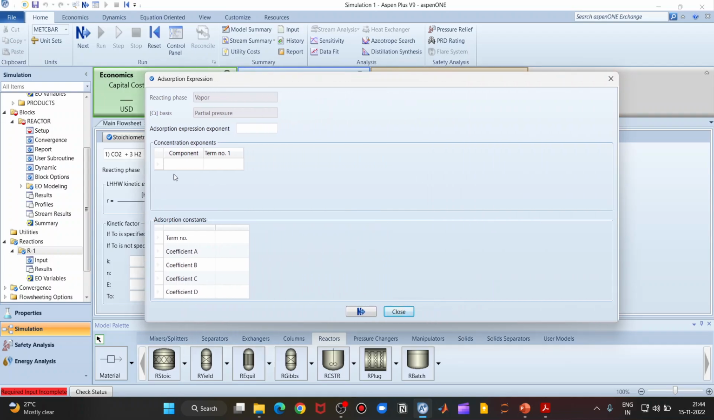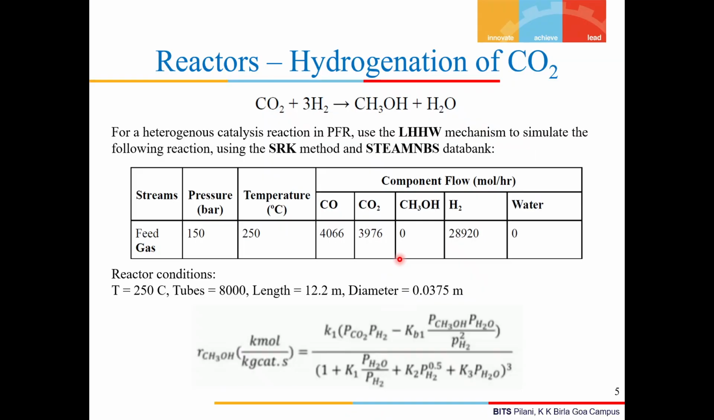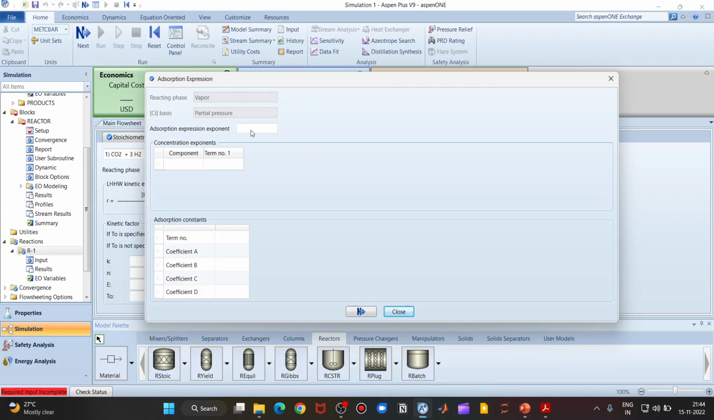You can see here that we have the absorption expression exponent. In this case, we have the exponent of 3 in the denominator, so this value becomes 3. And here we need to add all the 5 components. Let's add them over here.